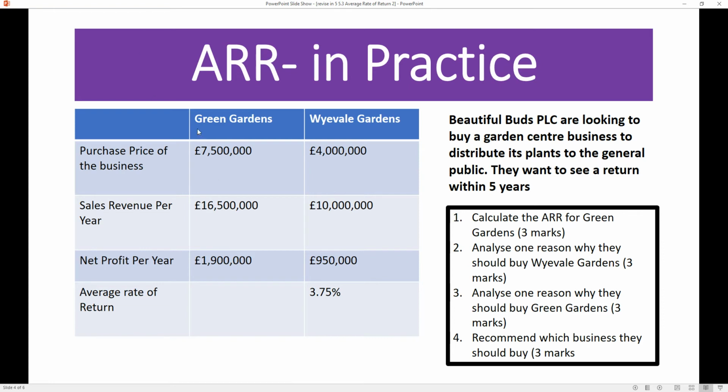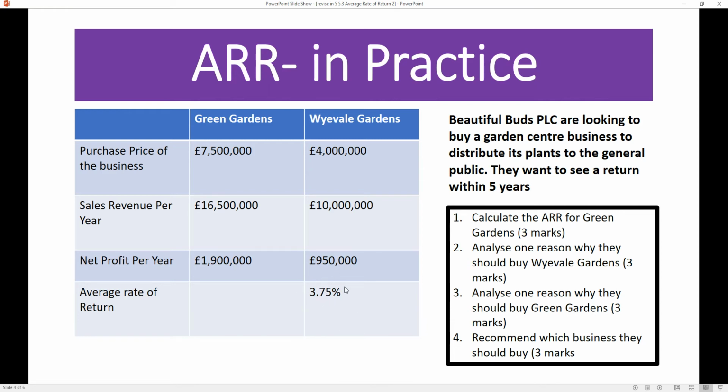Excellent. So you might be presented with this in an assessment. If you ever see something like this, they're using different terminology. That's the big challenge here. However, they've also given you the average rate of return for one of the businesses. So you should always try and work out how they got this figure.